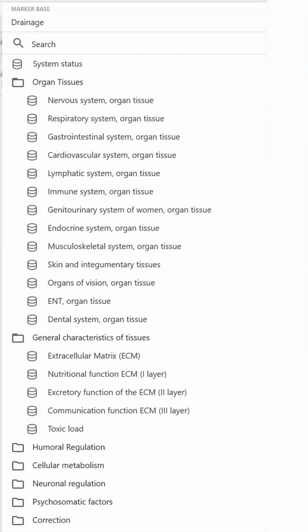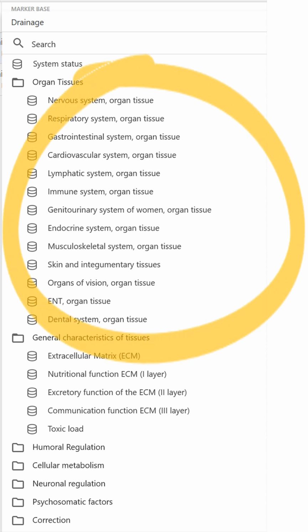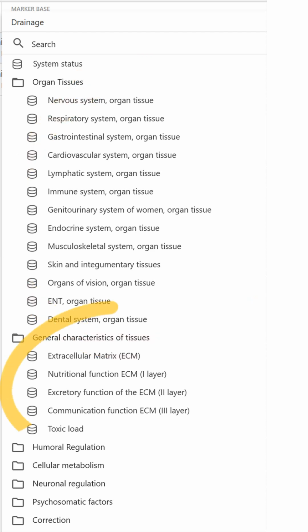Markers are combined into different databases, according to the principle of belonging to a particular group, with similar physiological functions or properties. Combining marker bases into folders of different levels is also carried out on the principle of physiological and functional similarity of their action.